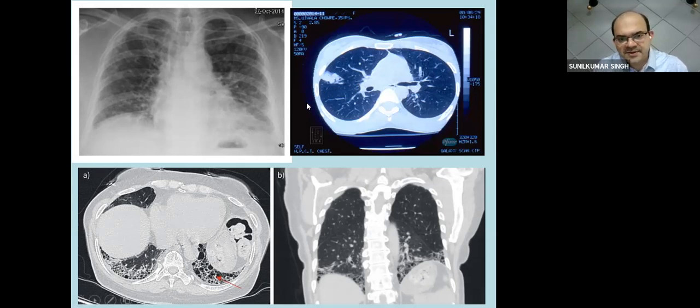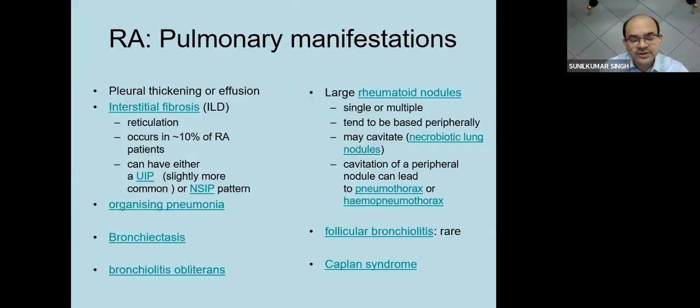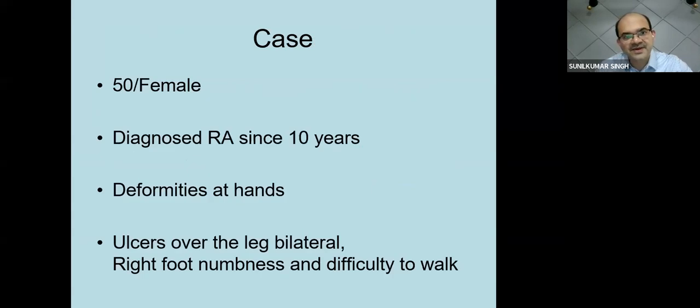So there are various other pulmonary manifestations of rheumatoid, but this is clinically what we see in practice, very important, the interstitial lung disease, and of course, pleural effusions and organizing pneumonia, bronchiectasis, the rheumatoid nodules, as I mentioned, Caplan syndrome, which is pneumoconiosis with rheumatoid arthritis on exposure to silica, follicular bronchiolitis. So these are all the other pulmonary manifestations, which one has to remember.